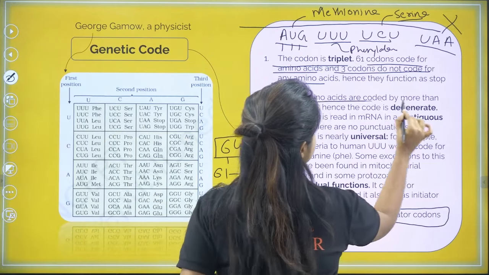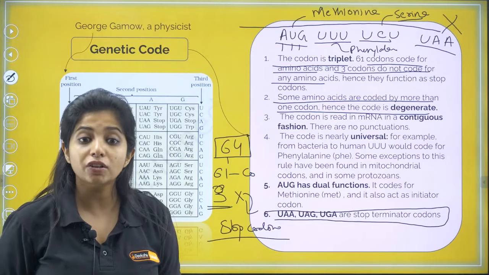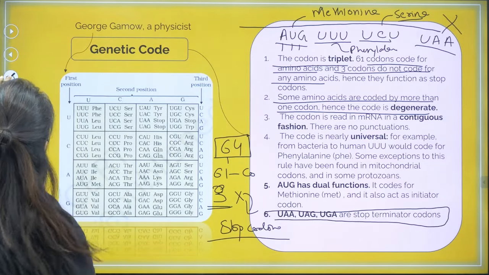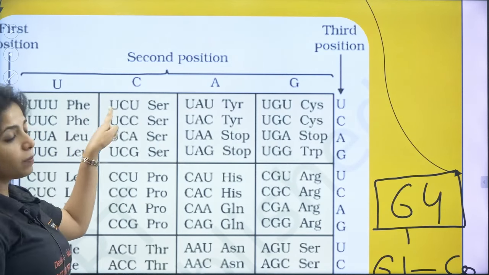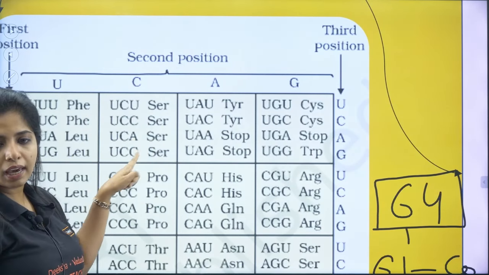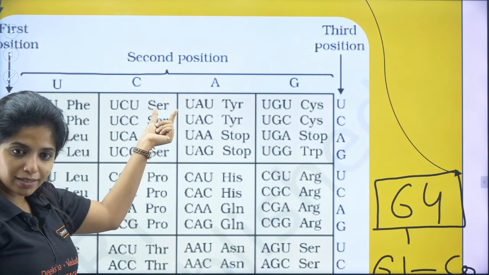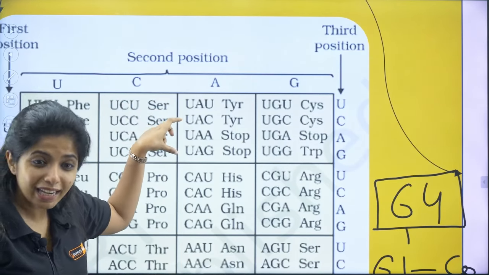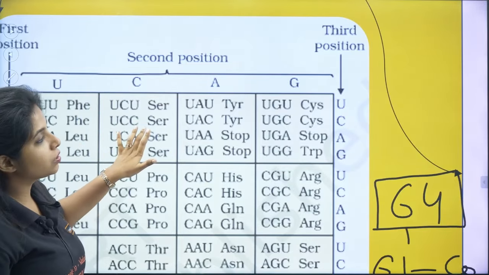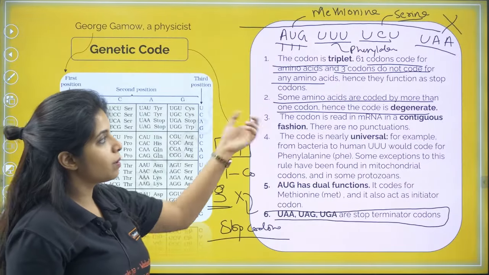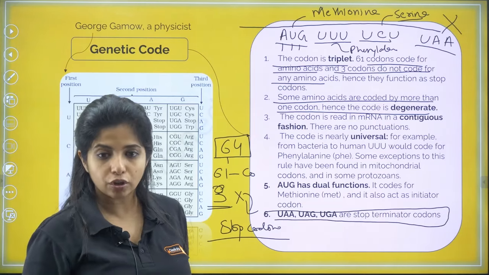Now some amino acids are coded by more than 1 codon, and hence the code is degenerate in nature. What do you mean by that? That means over here, this amino acid, serine, is coded by UCU, UCC, UCA, UCG. Each codon is coding for an amino acid, but all of them are coding for the same amino acid, my dear. So this amino acid has multiple codons. So this feature is known as degenerate. Some amino acids are coded by more than 1 codon. This is known as the degenerate feature of the code.